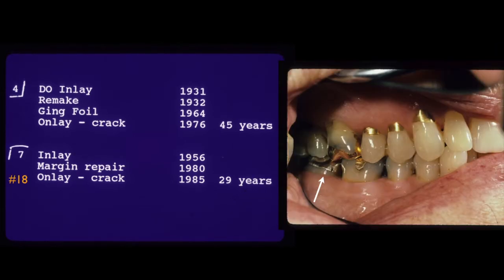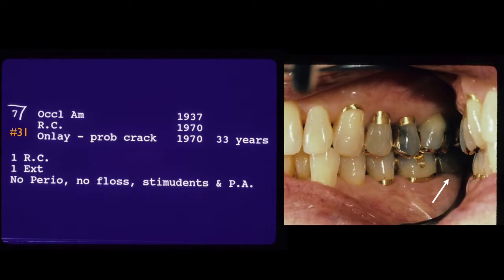Number 18 had an inlay in 1956, a margin repair in 1980, and cracked in 1985. Number 31 had an occlusal amalgam in 1937. The pulp died in 1970, and I did an onlay at the time. There was probably a crack, but the record did not say so. This was 33 years after the first amalgam.